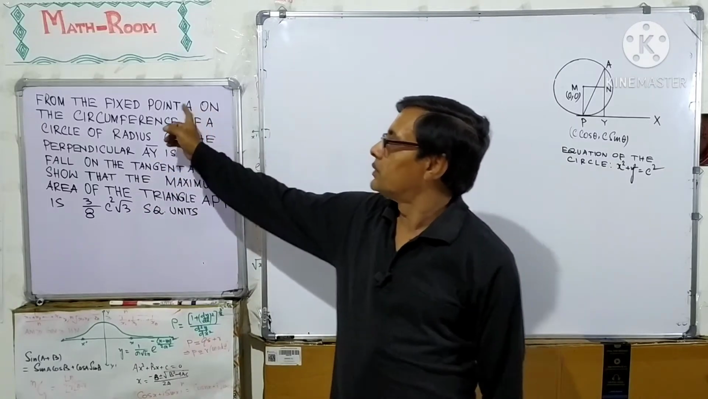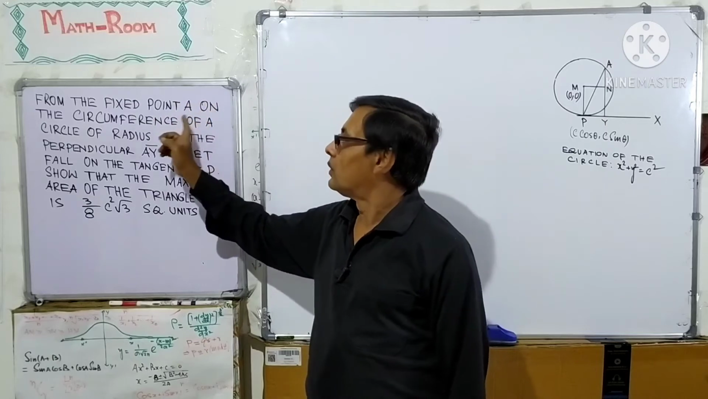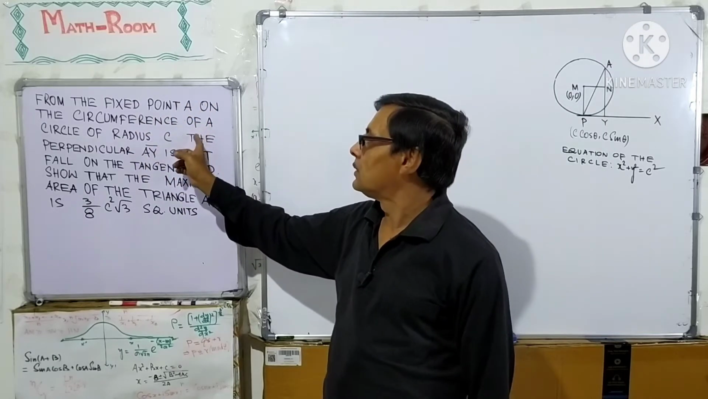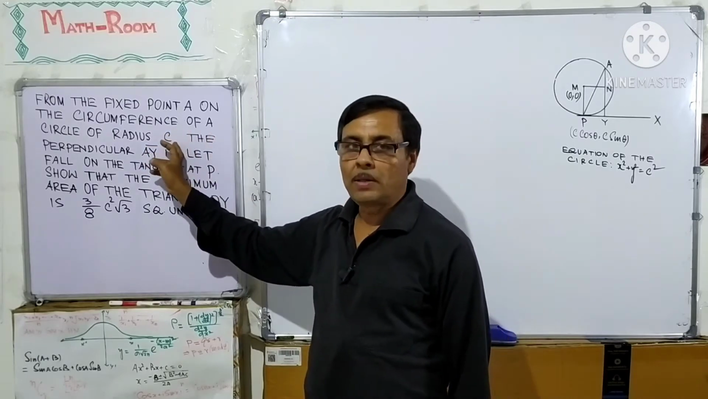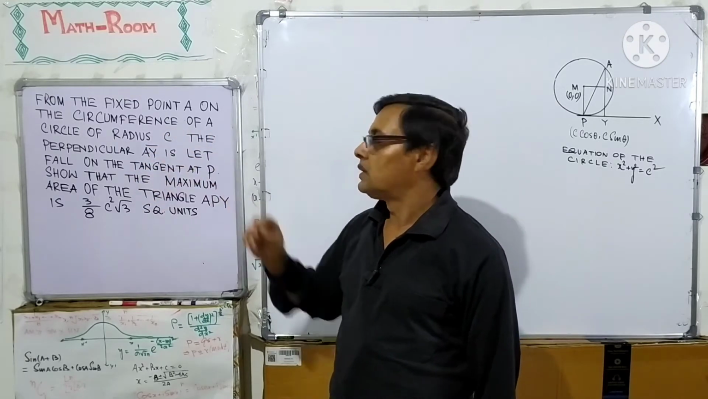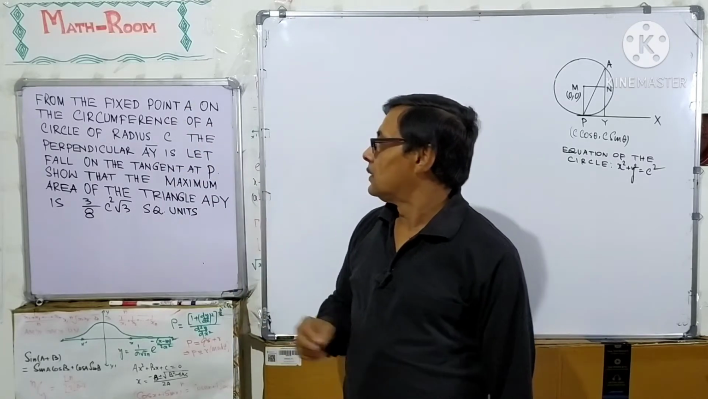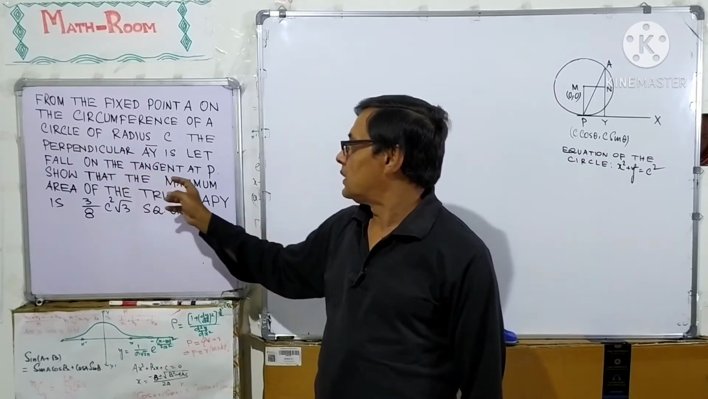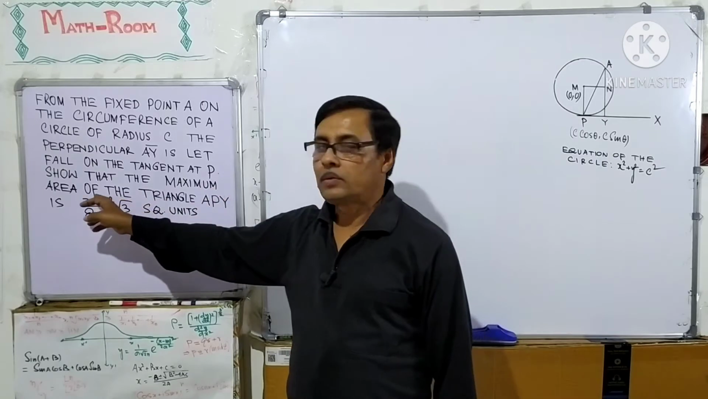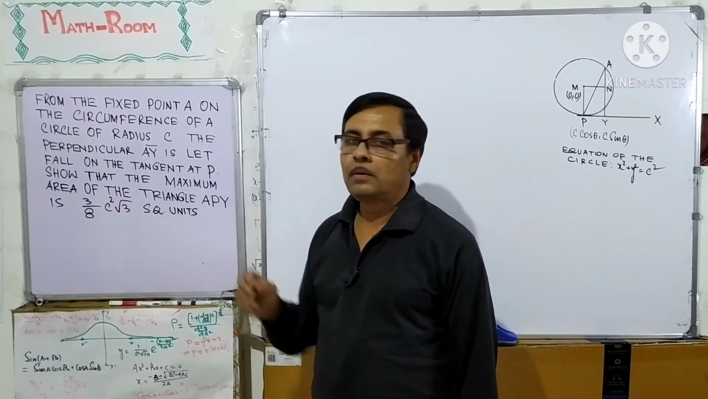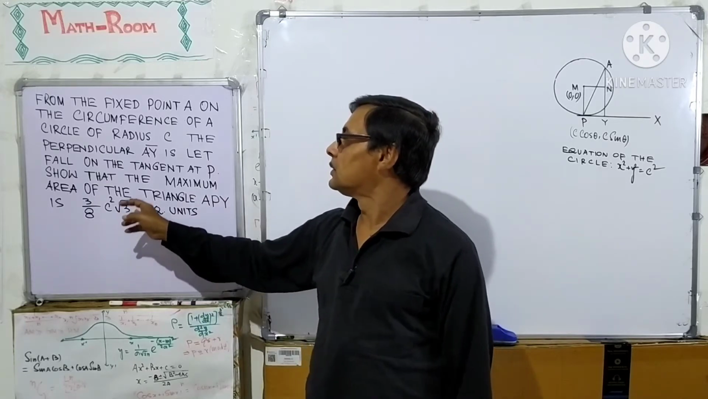Now, we shall solve this problem: from the fixed point A on the circumference of the circle whose radius is c, the perpendicular AY is let fall on the tangent at P, where P is the point on the circle, and we have to show that the maximum area of the triangle APY is 3 over 8 c square root of 3 square units. We have to show this.